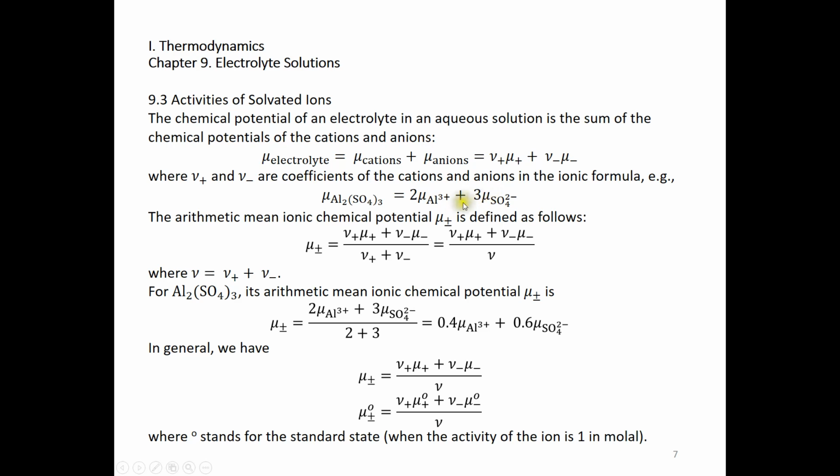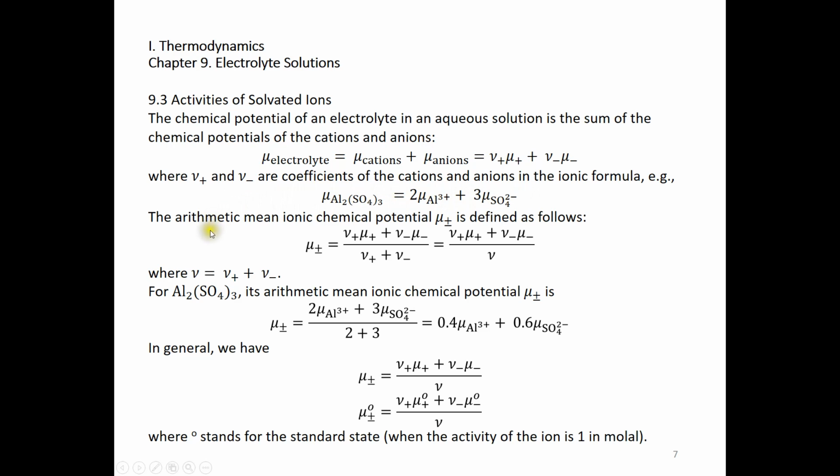There is no way to separate the cations from the anions in an aqueous solution. In the solution, the total charge has to be balanced, and therefore we have to look at the chemical potential of both ions simultaneously.